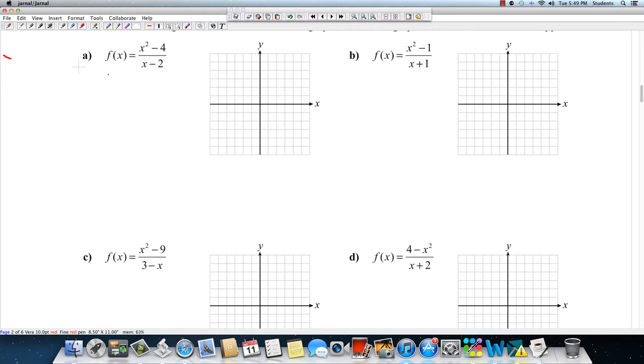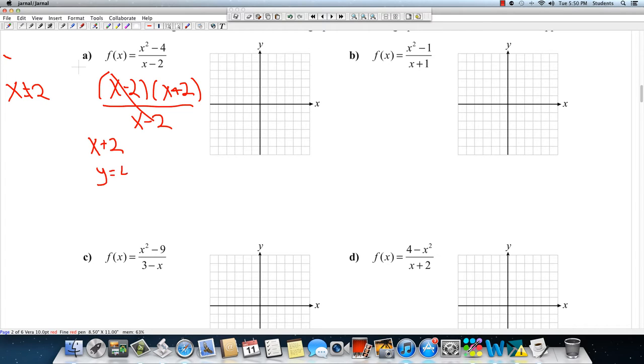So we're going to start off with factoring our numerator. That's a difference of squares, so we're left with x minus 2 and x plus 2 on top over x minus 2. And we see that those two terms cancel. So we know that x cannot equal 2. We're left with x plus 2. We're going to substitute this 2 in for the x here, and we will get 4 for our y value, making our point for our hole 2 and 4.